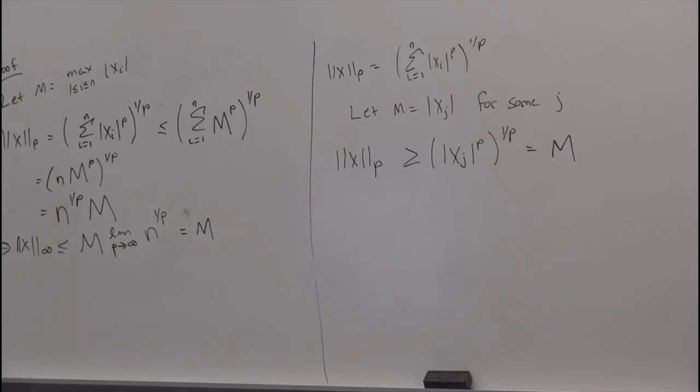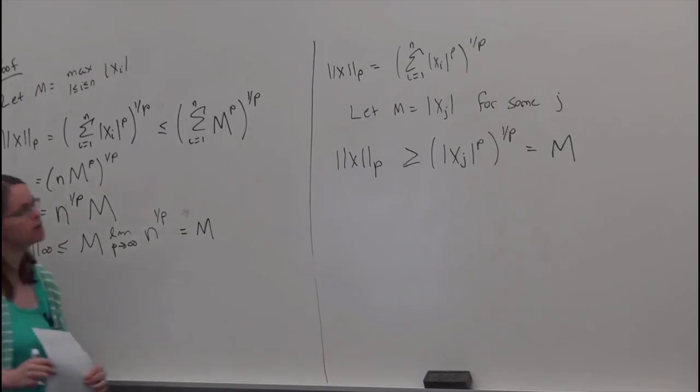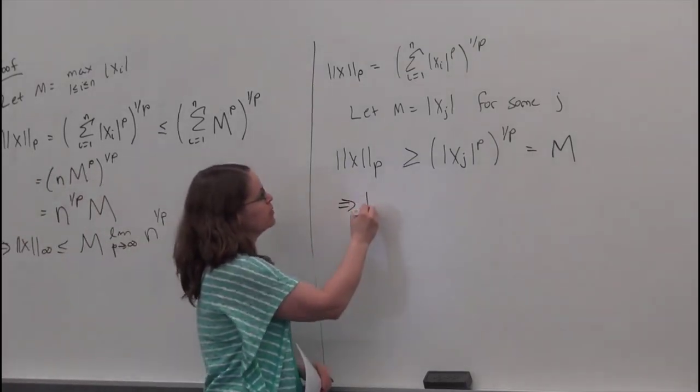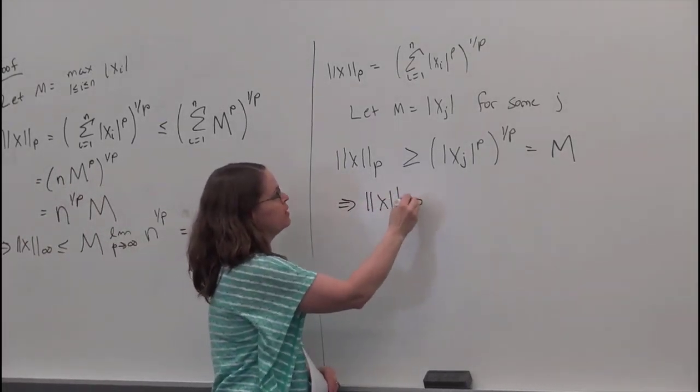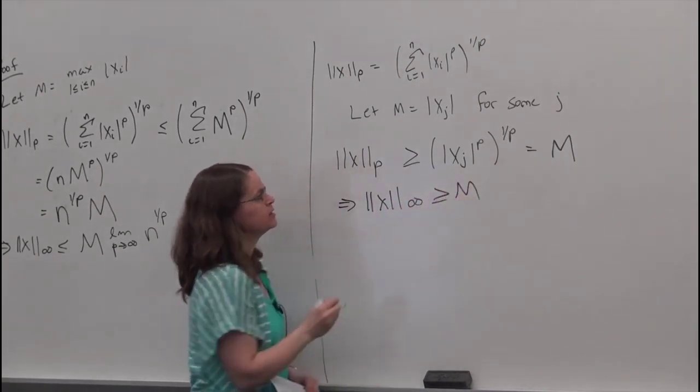So actually for finite p, the p norm itself is always going to be bigger than or equal to this maximum component. And it's always going to be less than or equal to this multiple of the maximum component. And in the limit, as p goes to infinity, well, this prefactor goes to 1, and all of a sudden these bounds close in on each other. So this indeed means that if it's true for all p, it's also true in the limit.